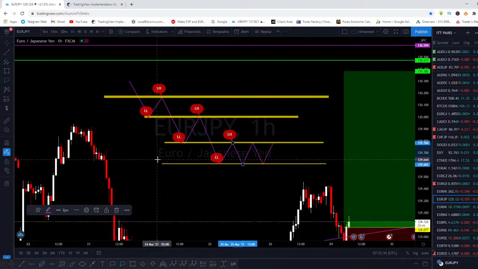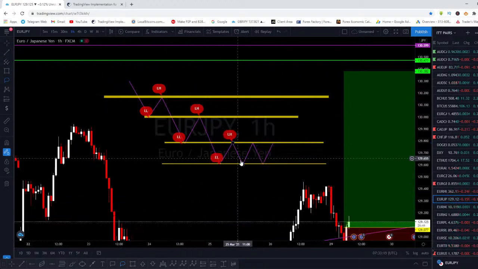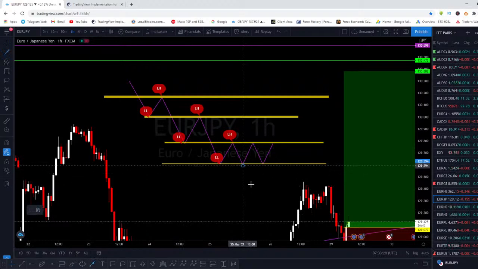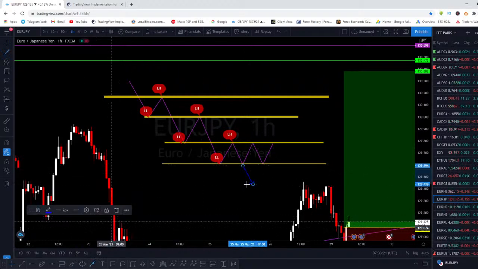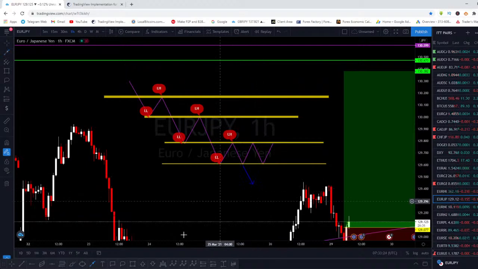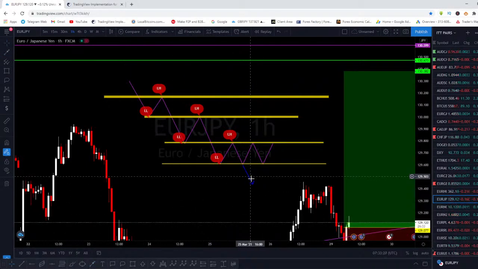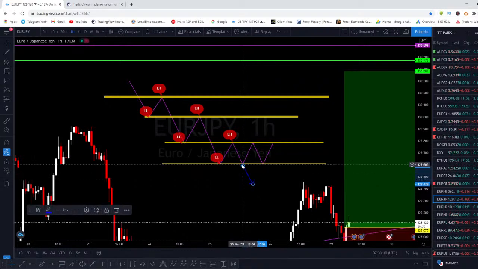So you see that what the market is supposed to do right here now, the market is supposed to come back down again to make another lower low like this, and it will give us a confirmation of saying, okay, the market is actually a downtrending market and it will continue to move down to the downside, right? Hope you guys are understanding what I'm saying.